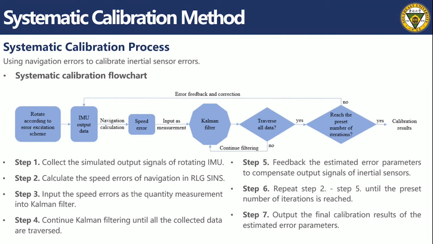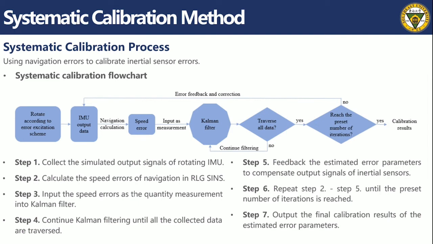Systematic calibration usually uses navigation errors as a quantitative measurement to estimate all error parameters simultaneously through calculation, which depends on the relationship between navigation errors and inertial sensor errors, which was established in the previous section. In this section, firstly, I will introduce the systematic calibration process. The systematic calibration flowchart is shown in this figure. The overall systematic calibration steps are as follows.